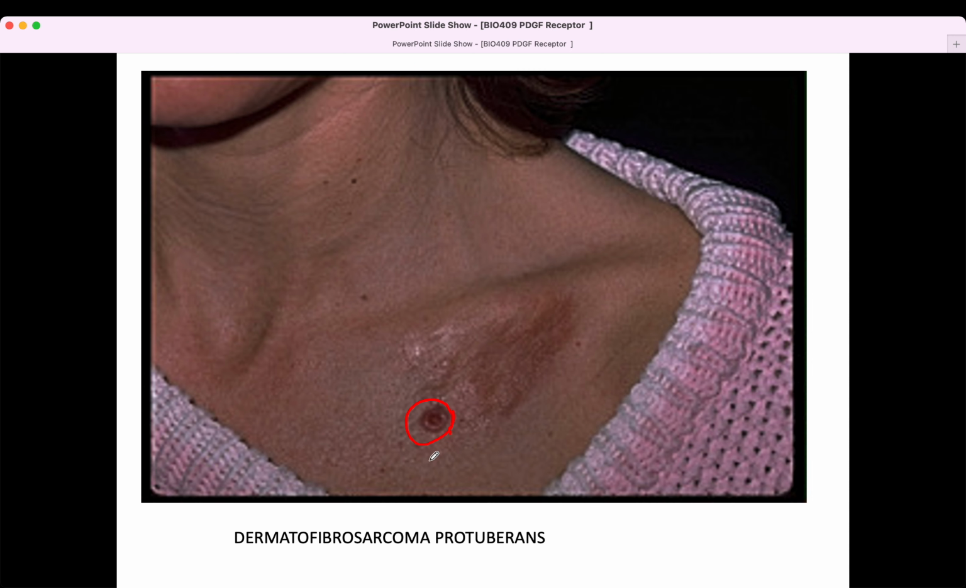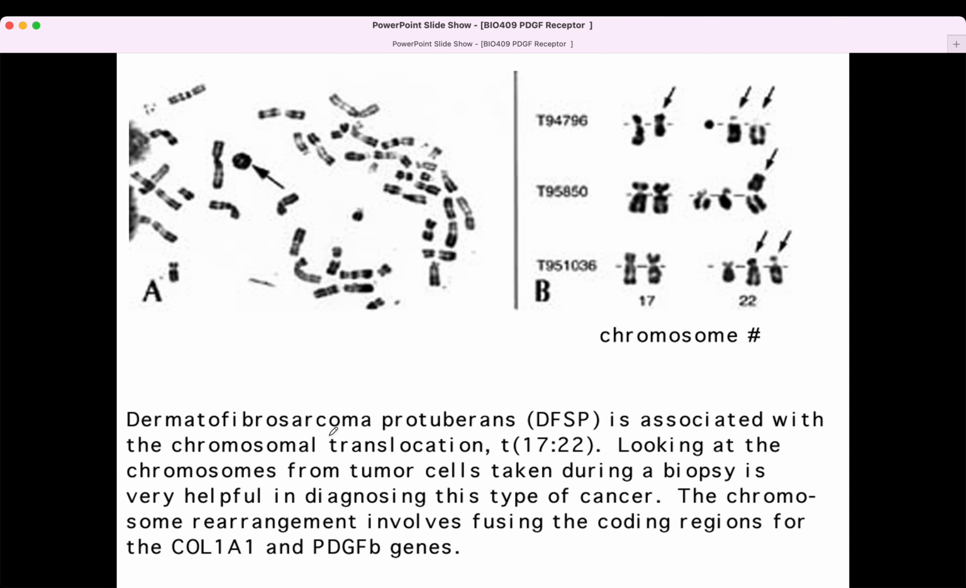You don't know anybody that's had this kind of skin cancer. It's just a very rare type of skin cancer, and doctors diagnose it in a specific way, and they've diagnosed it for years in that specific way. Okay, and the specific way is, again, this cancer, dermatofibrosarcoma protuberans, is associated with a chromosomal translocation.